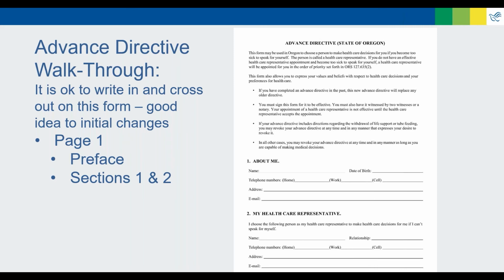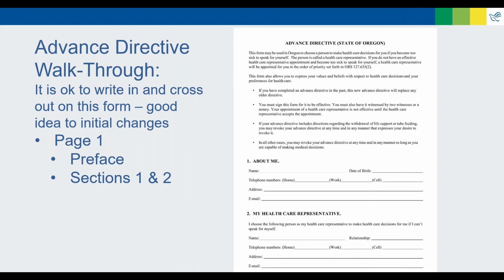To be an effective form, it does need all those components. They also know if it includes instructions to discontinue treatment in any way, it can be revoked at any time in any way that you communicate revocation. And in all other cases, revocation is possible as long as you're capable of making medical decisions.